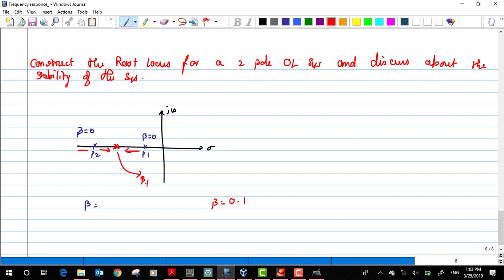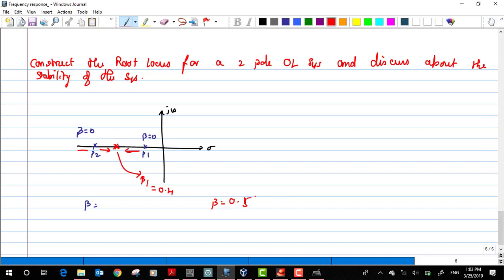Now what happens if I further increase the value of beta? Say for example, this is around 0.4. Now I still have 0.6 remaining, right? So right now I'm moving the value of beta to 0.5. After that, what happens to these poles? How do they move?